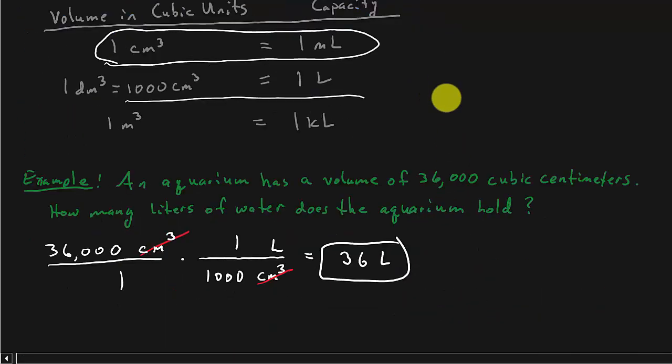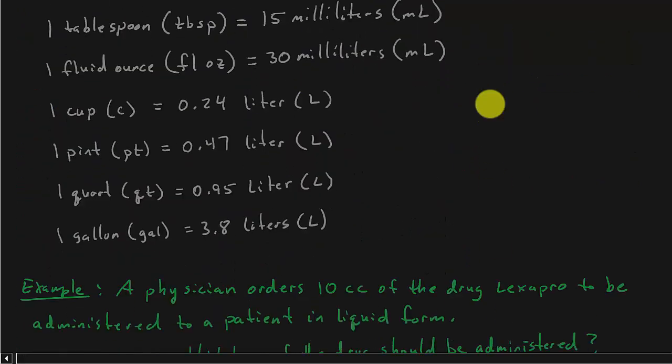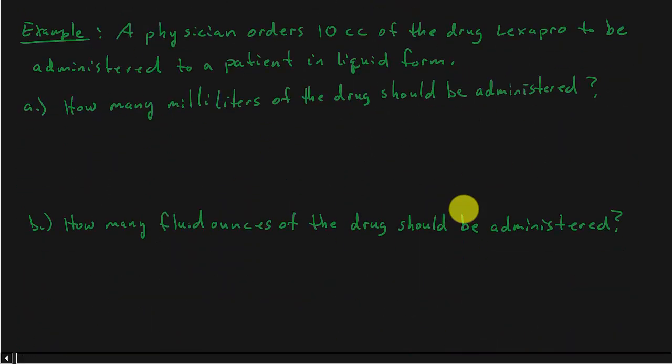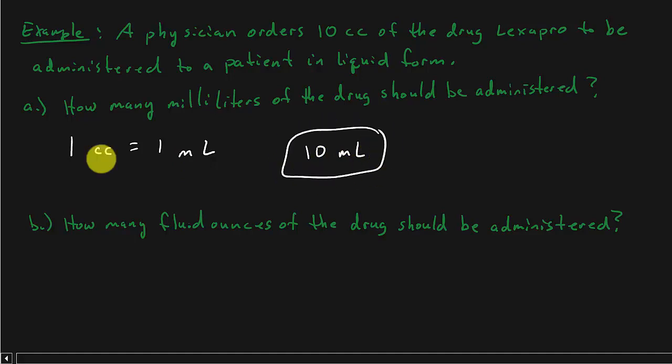So 1 cubic centimeter, or 1 cc, is equal to 1 milliliter. Now, what do we need? We need 10 cc. There's really nothing to do there. They're the same. So that's 10 milliliters. 10 cc is 10 milliliters. It's 1 to 1. They equal each other.